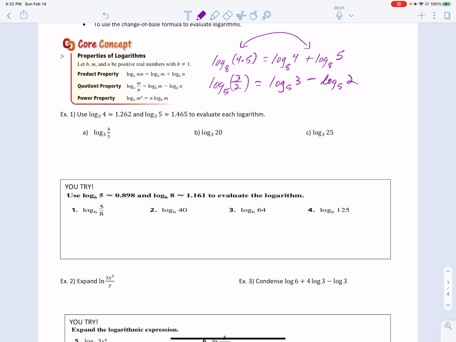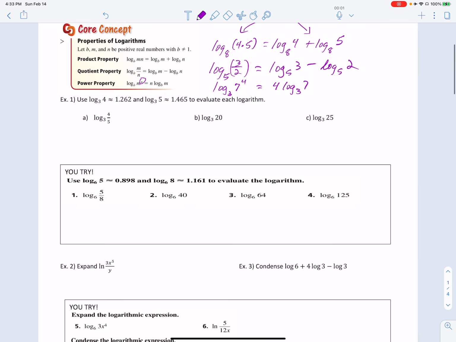Then we have the power property. Log base b of m to the n equals n times log base b of m. It's just that this power can come out in front. So if I have log base 3 of 7 to the 4th, I can write that as 4 log base 3 of 7. So those are the properties of logarithms. And anyway, we're going to apply this in this next example.